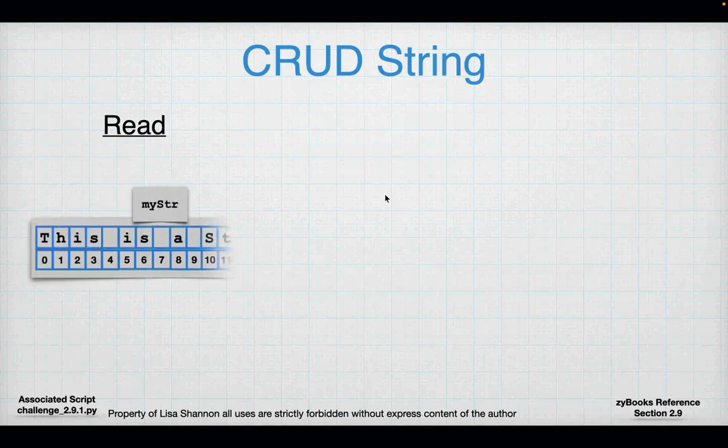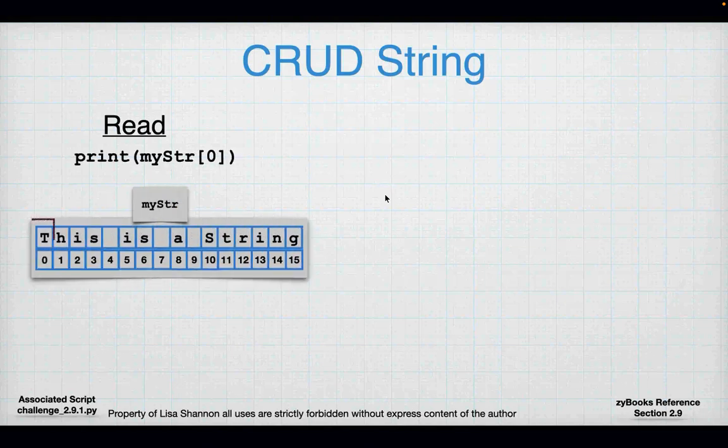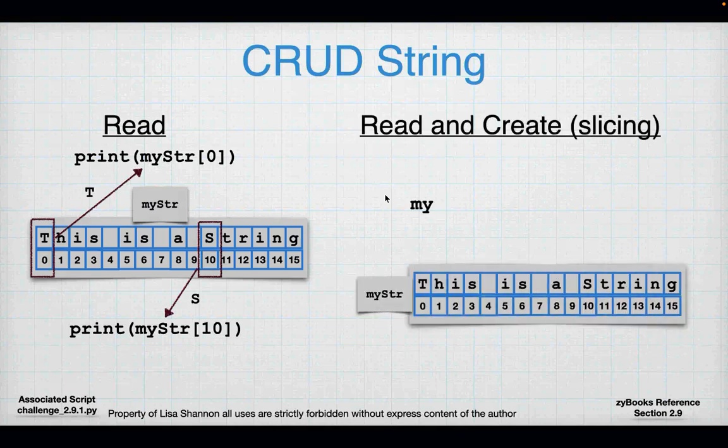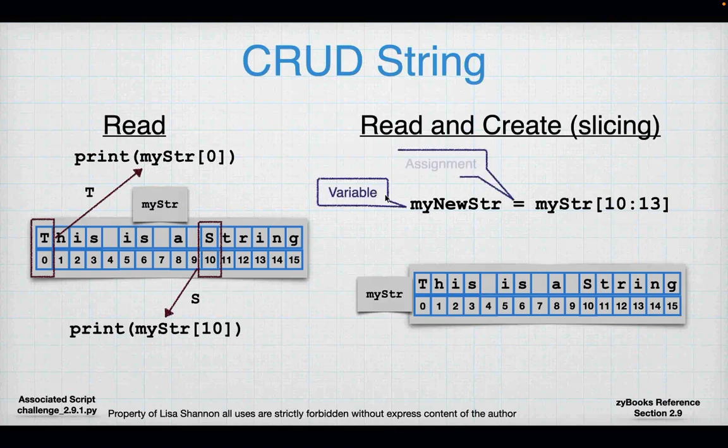I can read from a string just like I did with that list. My str of 0 is a T. I can print my str of 10, which is going to be an S, capital S. I can read and create at the same time. This is one of those things you can do to modify a string.